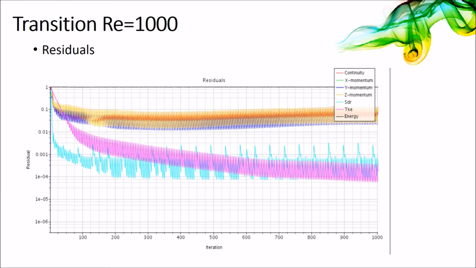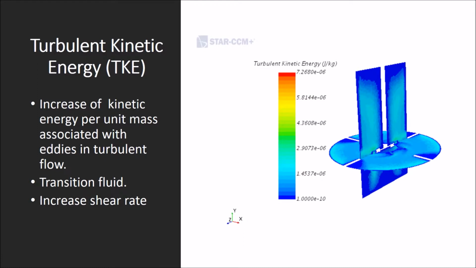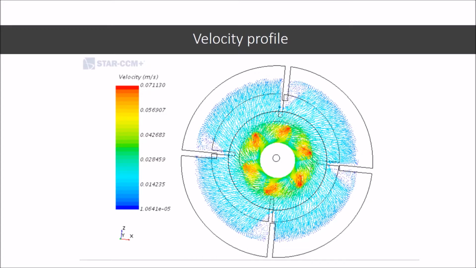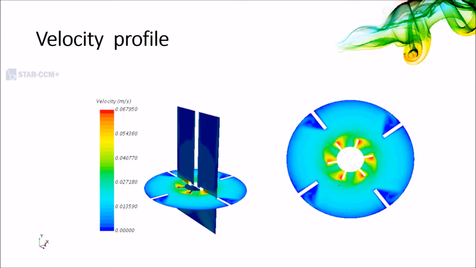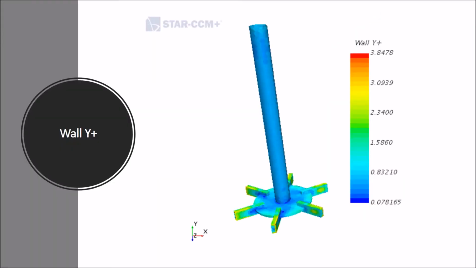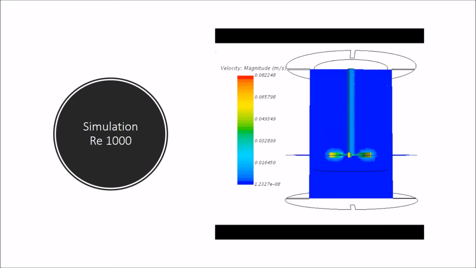Here is the transition with a Reynolds of 1000, and the kinetic energy increases. The velocity profile in the whole tank is greater, and the colors start to be more lively. In the images it can be seen that the velocity in the whole tank is increasing. Also the y plus is increasing at the borders of the impeller. And here's the simulation for 1000.